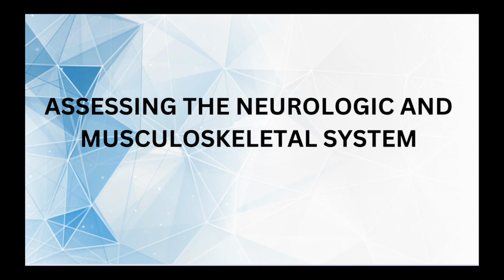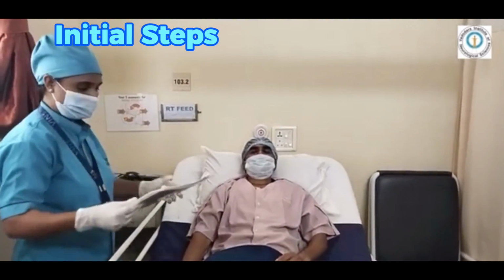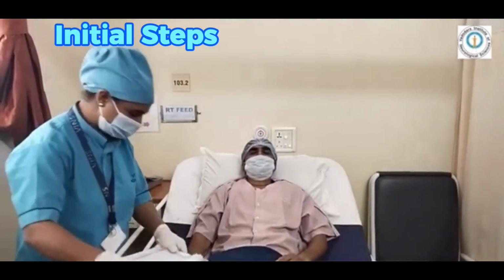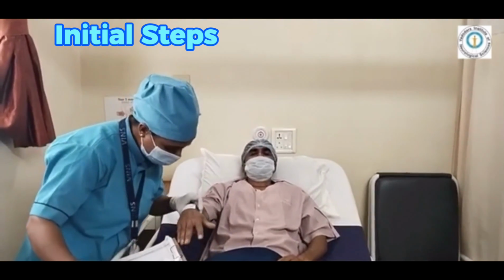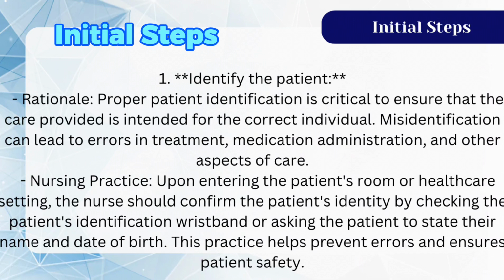Assessing the neurological and musculoskeletal systems. Initial steps. 1. Identify the patient. Rationale. Proper patient identification is critical to ensure that the care provided is intended for the correct individual. Misidentification can lead to errors in treatment, medication administration, and other aspects of care.